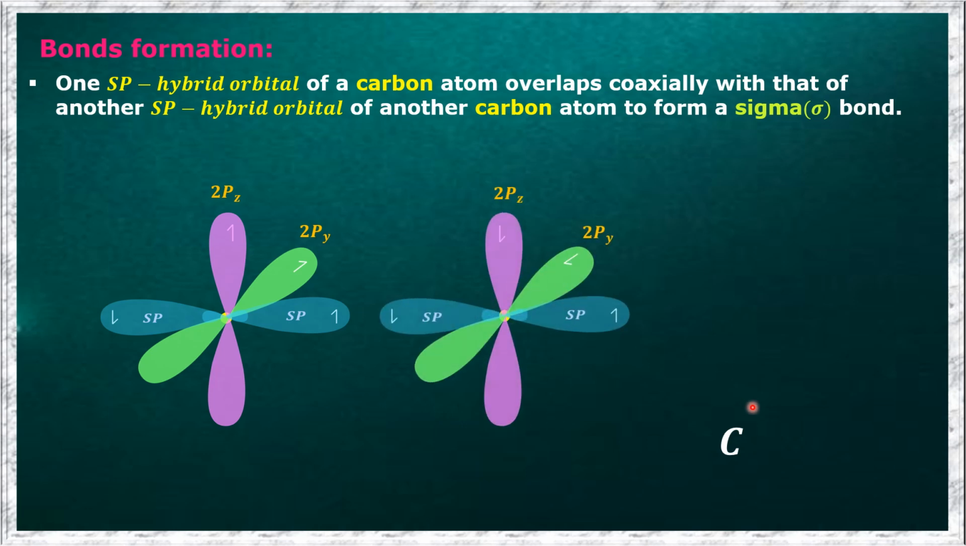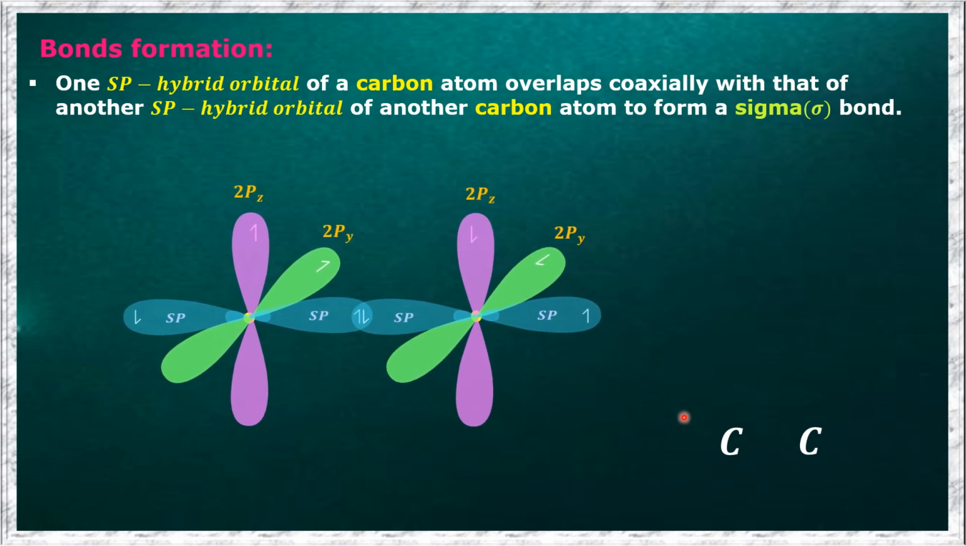And this one is the other carbon atom. So the sp orbital of this carbon atom will overlap with the sp orbital of this carbon atom. End on end overlapping will take place now, resulting in the formation of one sigma bond. See here, these two are overlapping. So due to the end to end overlapping, here we are getting one sigma bond, sigma sp-sp overlapping.